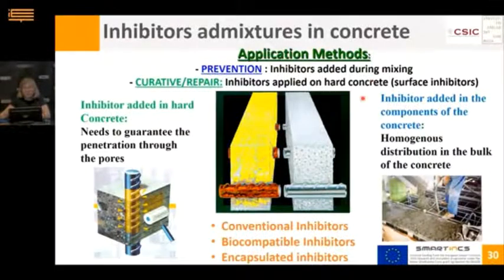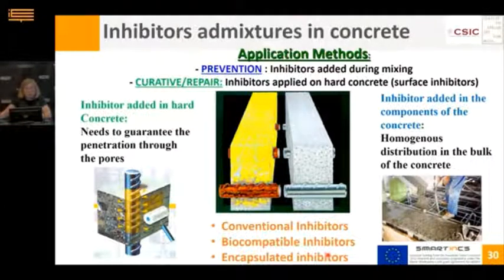In that case, the inhibitor is added together with the components, and a homogeneous distribution of this additive is necessary in the concrete itself, and of course at the rebar level, because it's necessary to modify the passive layer. The question is to create a new passive layer or a more resistant passive layer against the aggressive agents. We can classify the inhibitors as conventional inhibitors, biocompatible inhibitors, or encapsulated inhibitors. These are different types of application, but also they are at different levels of development.